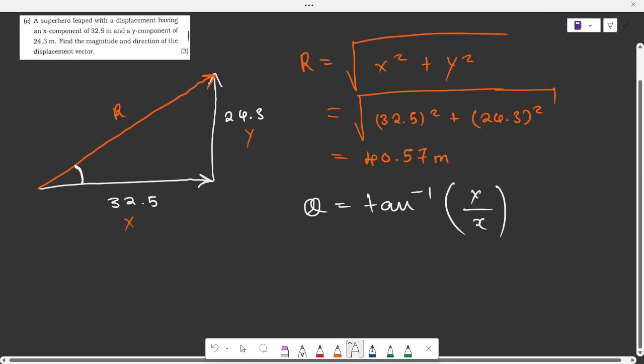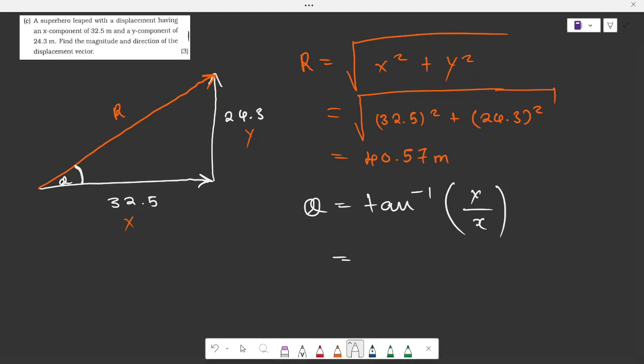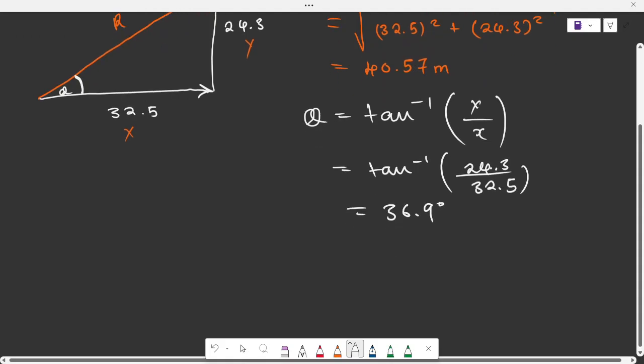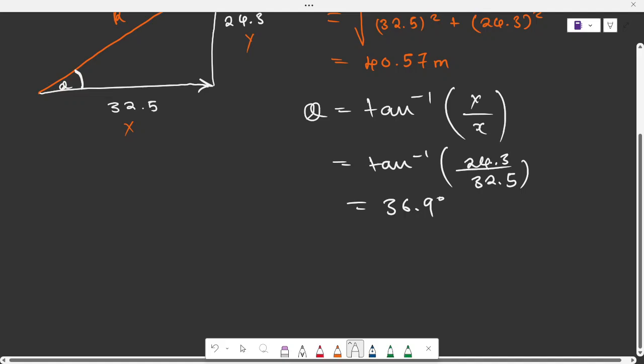Okay, and this theta is just the angle between this, which is the direction. So it's going to be tan inverse of 24.3 over 32.5, and this is giving us a value of 36.9 degrees.